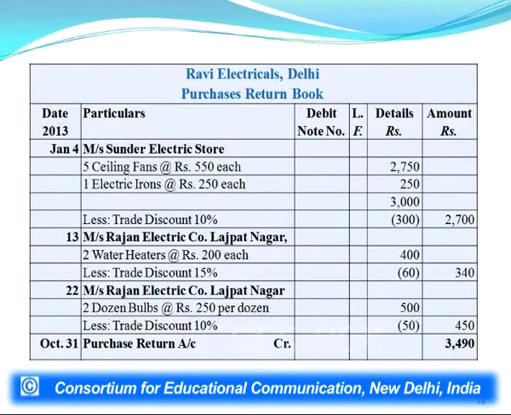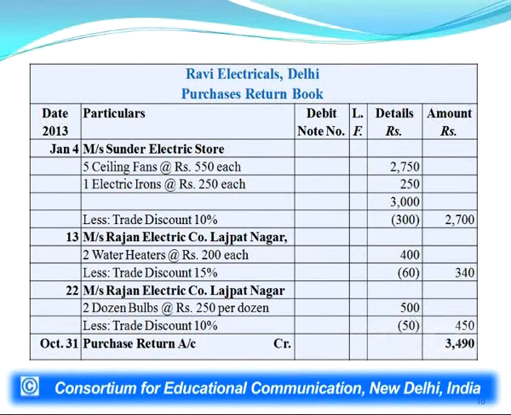The firm's name is at the top, Ravi Electricals Limited, and Purchase Return Book. So, first column is for the date of transaction. On January 4, we returned the goods to the supplier Messrs. Sundar Electric Store, details of the items: 2 ceiling fans at 550 each and 1 electric iron at 250 each. So, in this detail column the total is 3000, 10% trade discount 300. So, the net amount for which we have returned the goods to Messrs. Sundar Electric Store is rupees 2700.